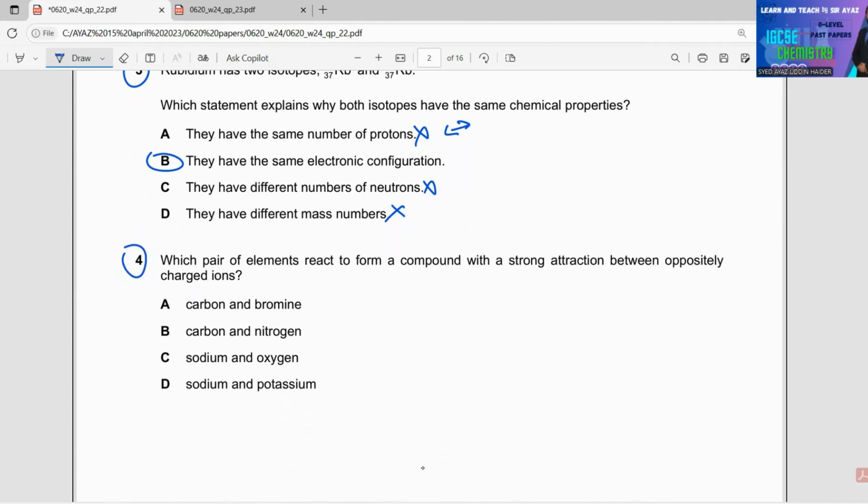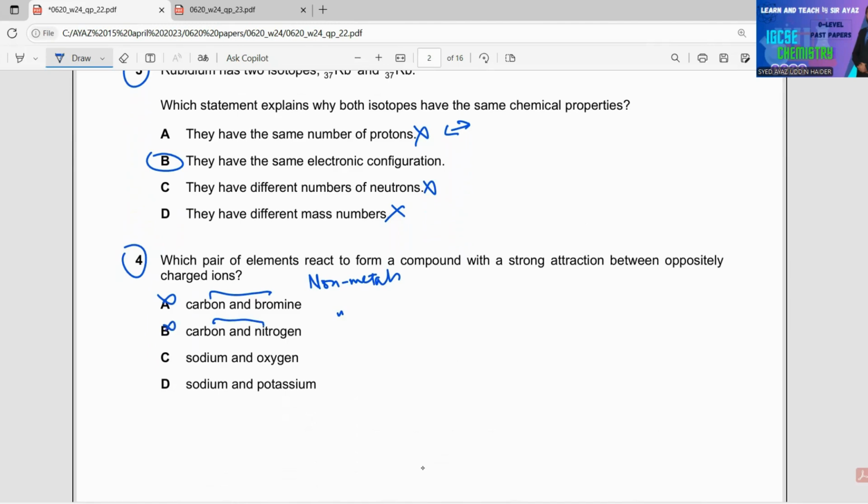MCQ number 4. Which pair of elements react to form a compound with a strong attraction between oppositely charged ions? So we'll look at the choices. First, we'll check which of these have metal and non-metal. In choice A, we have both as non-metals. So choice A is incorrect straight away. What about B? Carbon and nitrogen. Again, this is also non-metal. So this is also incorrect.